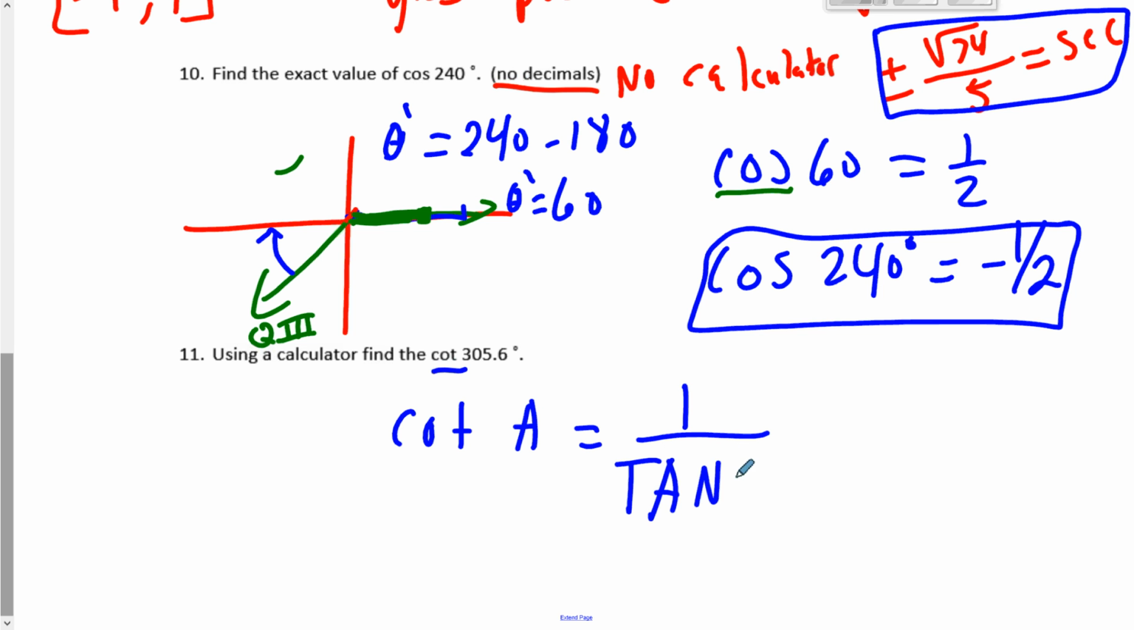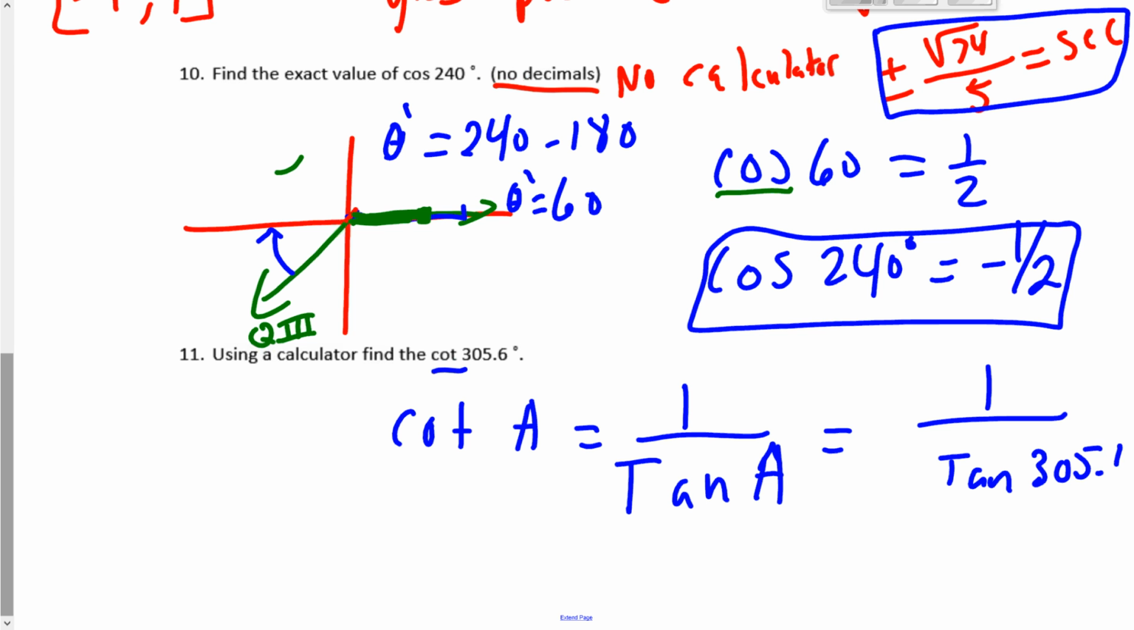Tangent. Maybe I shouldn't do capitals there. Tangent of that same angle, right? So for my calculator here, I'm going to do 1 over tan of 305.6. Right, so I'm going to do 1 over tan of 305.6, and I get -0.716, and so that's my answer.